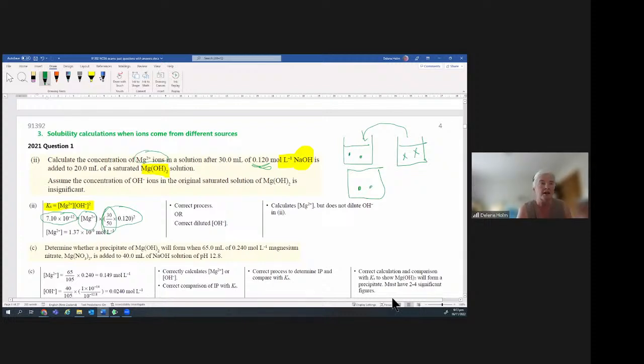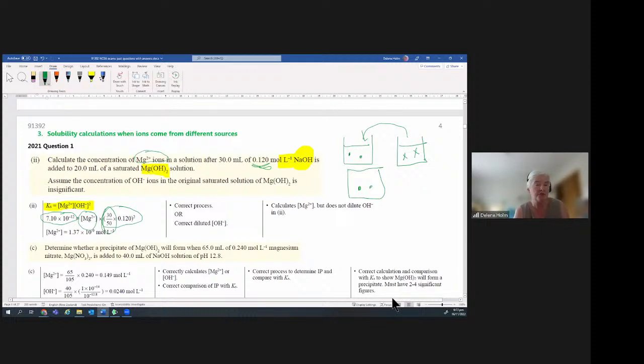My new volume is 50 milliliters now, the 30 plus the 20, but I only had 30 mils of this concentration, so you go 30 divided by 50. No cheat sheets. Right. So that's the one trick where you mix 2 solutions together.